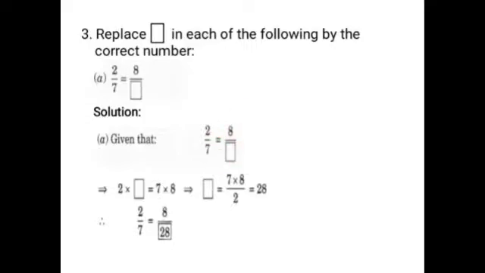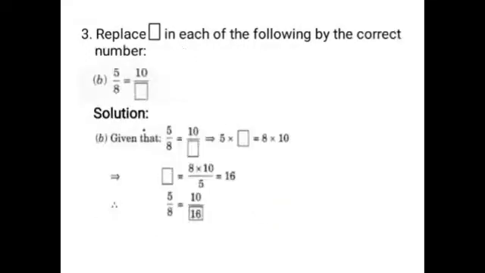On cross multiplying, 2 multiplied by the missing number is equal to 7 multiplied by 8. On dividing both sides by 2, we get the missing number is equal to 7 multiplied by 8 divided by 2. 7 8s are 56. 56 divided by 2 is equal to 28, which is the required value.